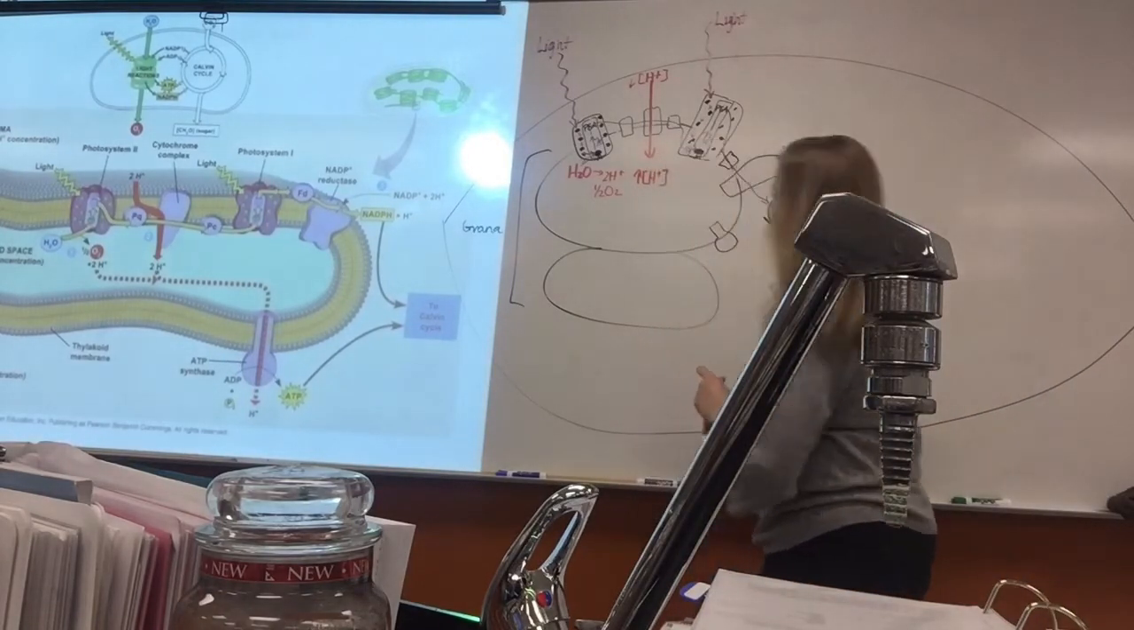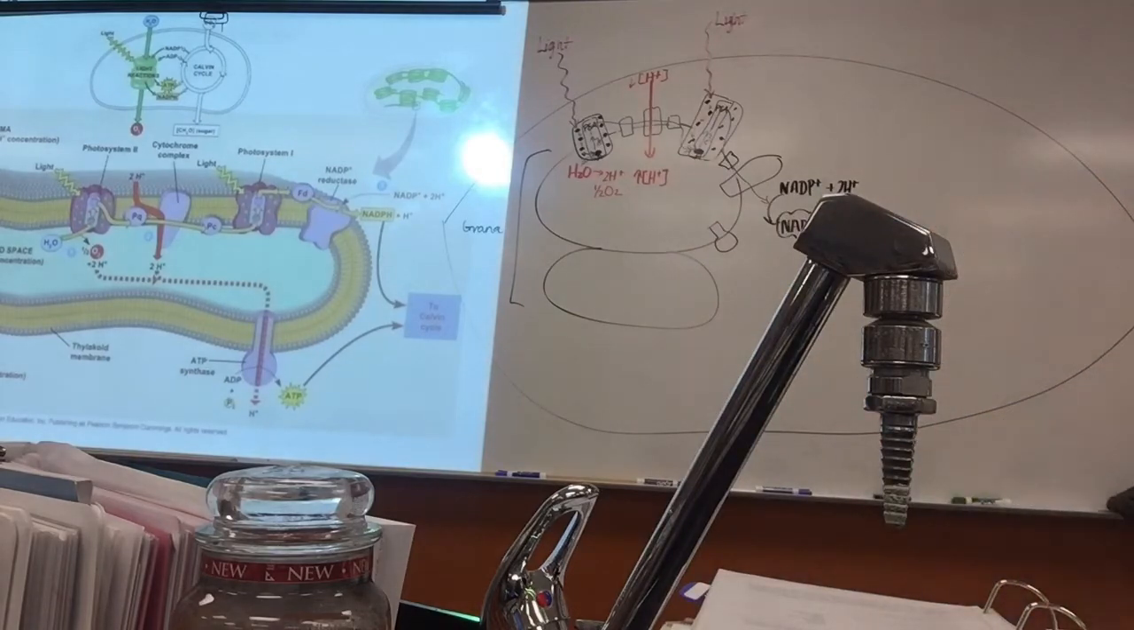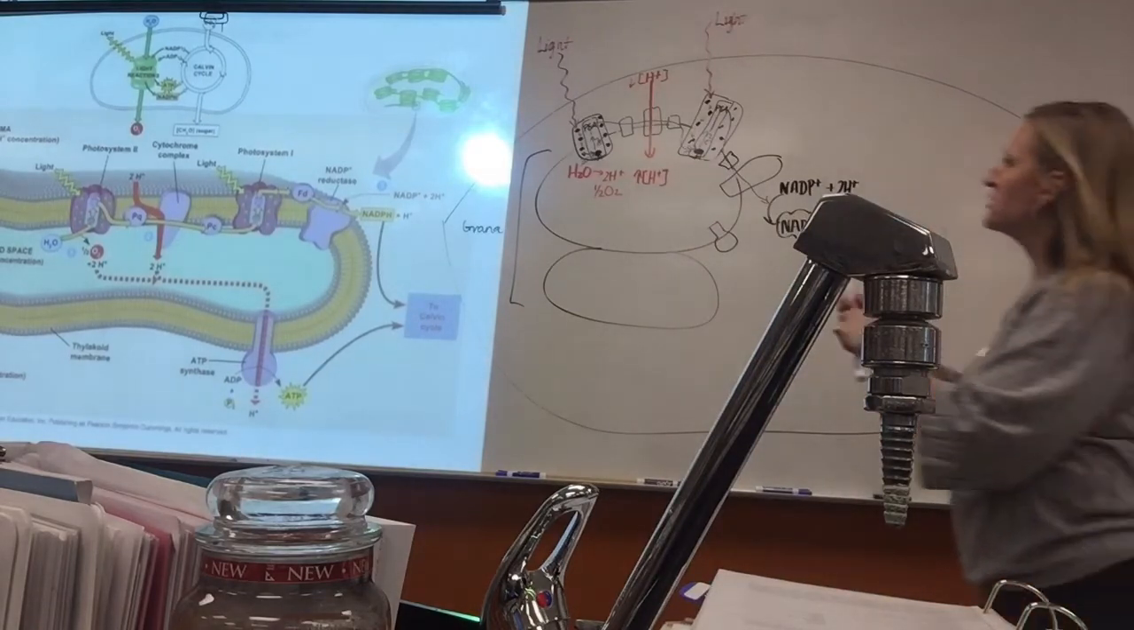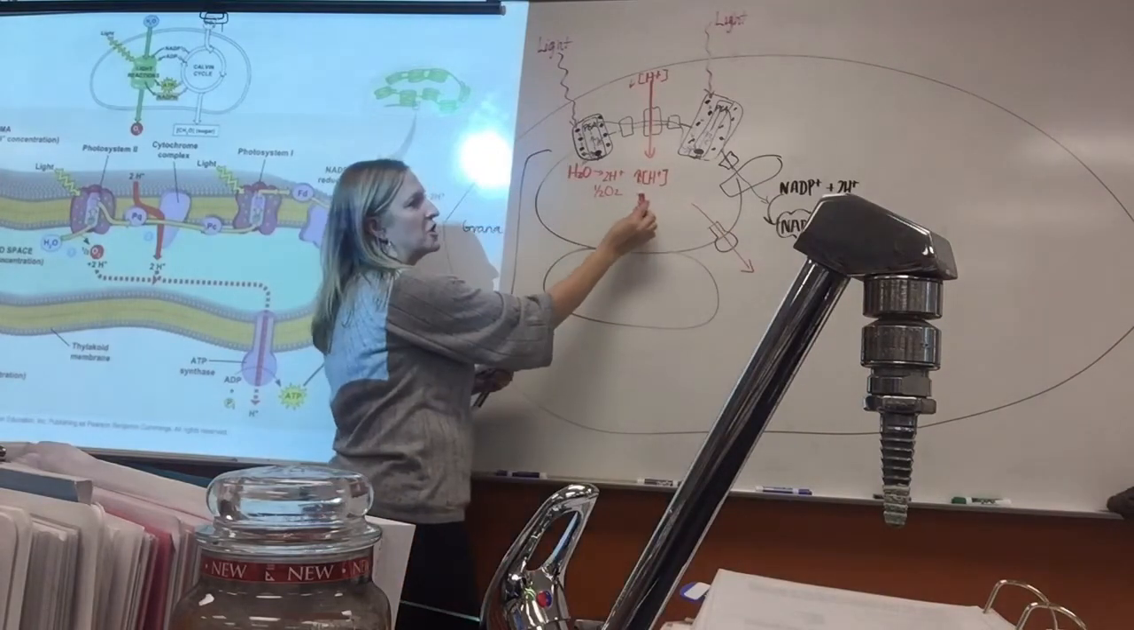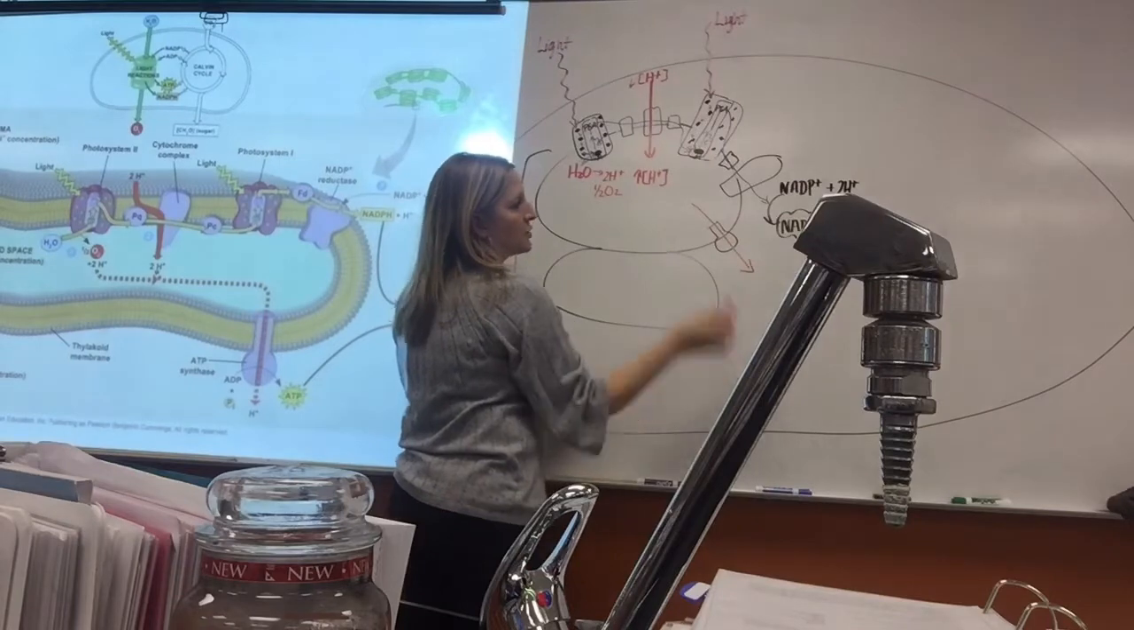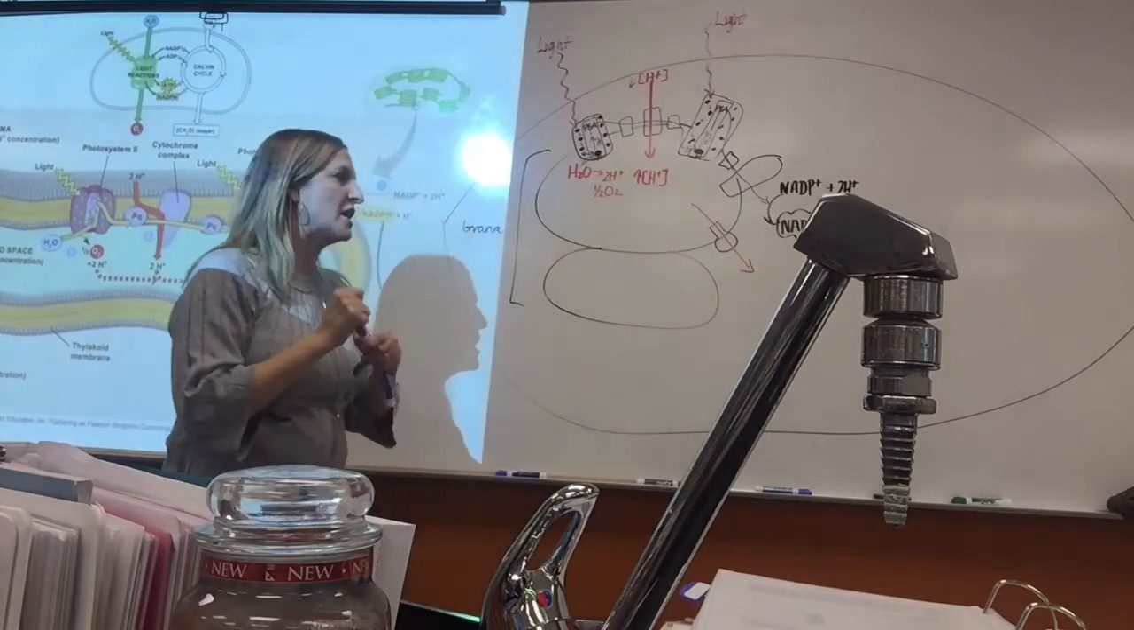So I'm going to go ahead and draw ATP synthase here. So this is ATP synthase. These same H pluses, I put in red here, are going to diffuse. Why is it diffusion? High to low concentration, so it doesn't require any energy.